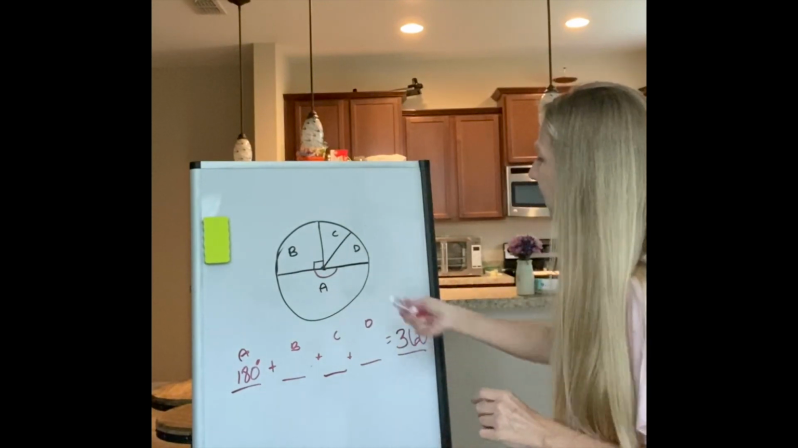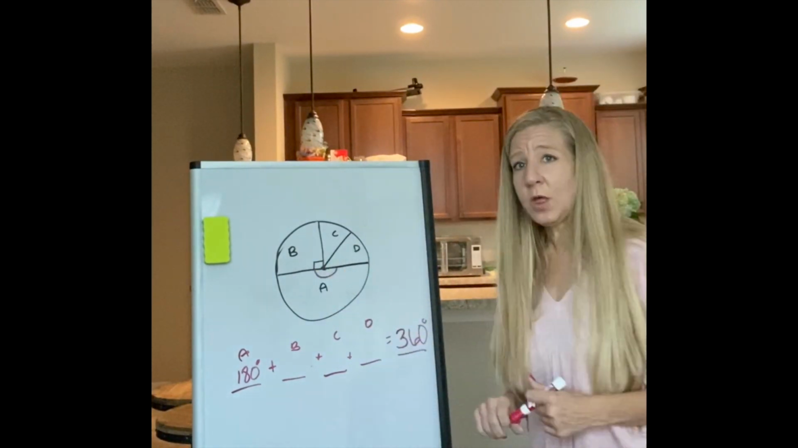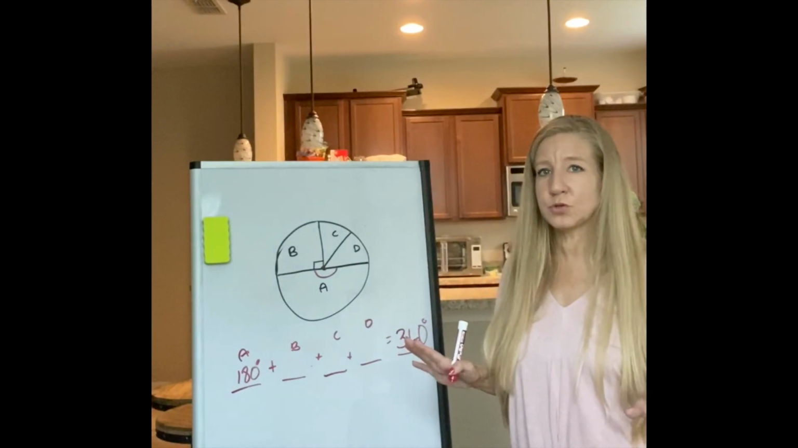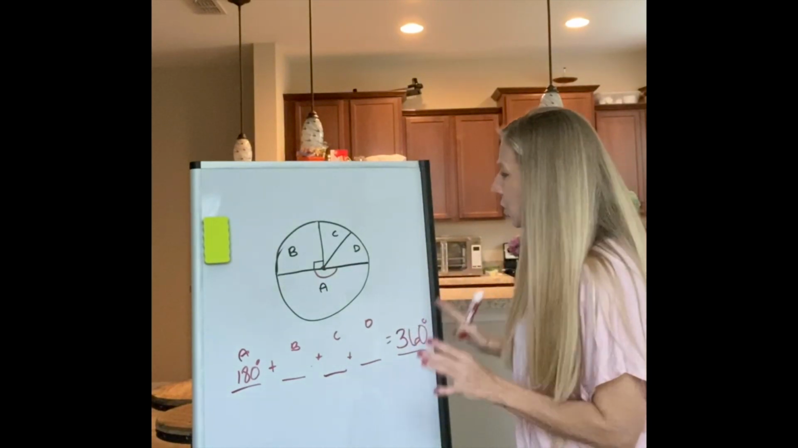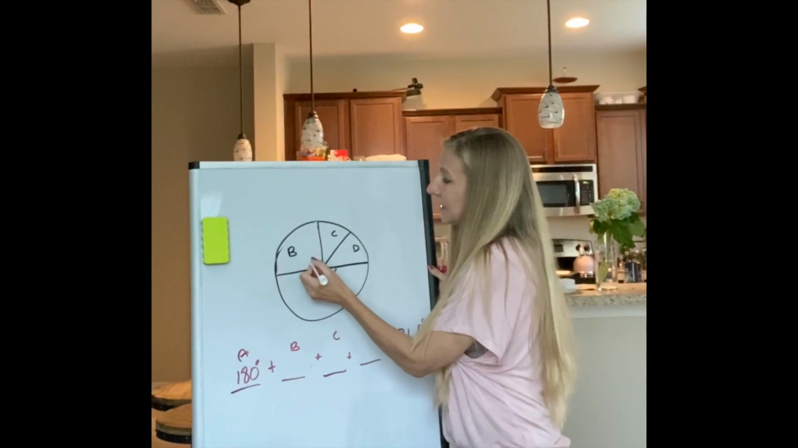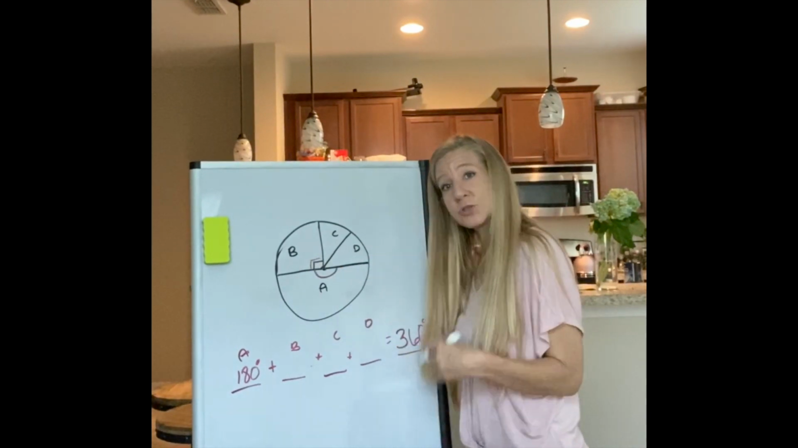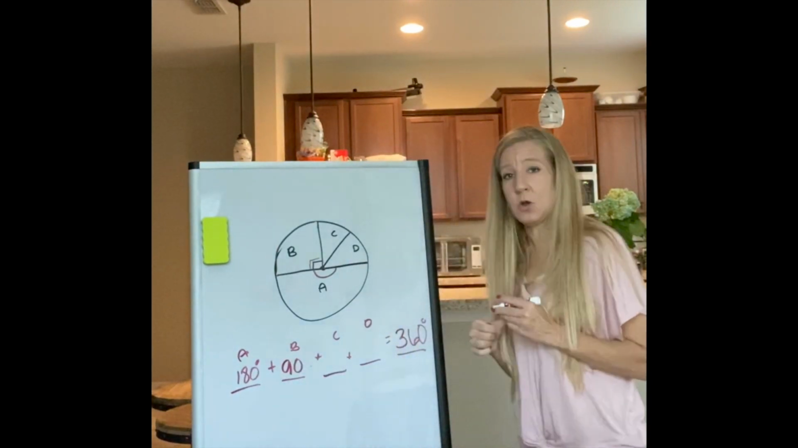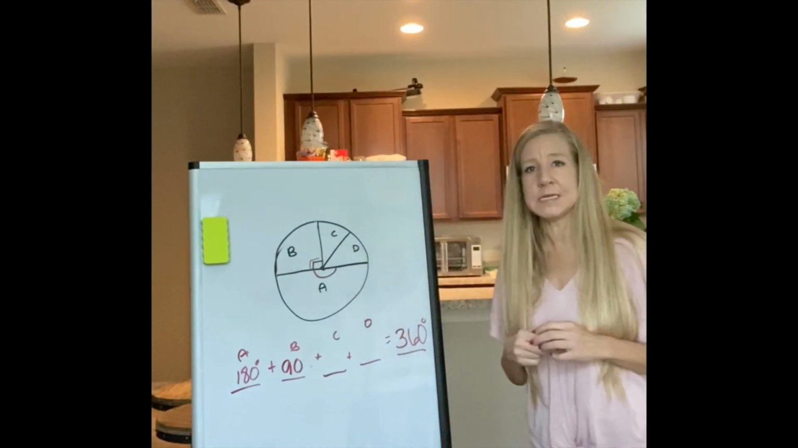So we know that A is a straight angle, and if you look at this, what other angle do we know without even having to use a protractor? We should know angle B because it is a right angle, and right angles are 90 degrees. So that's 2 of our angles we already know. So now we need to figure out C and D.